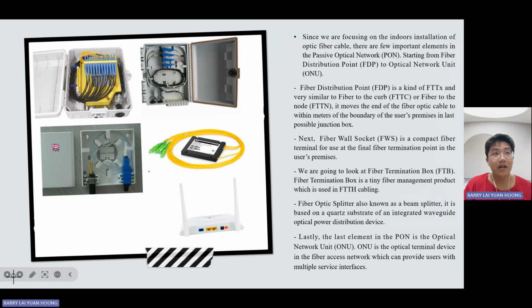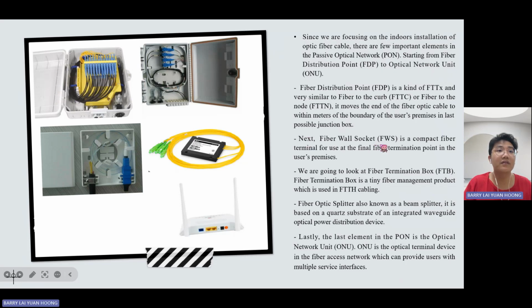Next, since we are focusing on the indoor installation of optic fiber cable, there are a few important elements in the passive optical network (PON), starting from the fiber distribution point (FDP) to the optical network unit (ONU). First, the fiber distribution point (FDP) is a kind of FTTX and very similar to fiber to the curb (FTTC) or fiber to the node. It moves the end of the fiber optic cable to within meters of the boundary of the user's premises, in the last possible junction box. And this is the diagram of FDP.